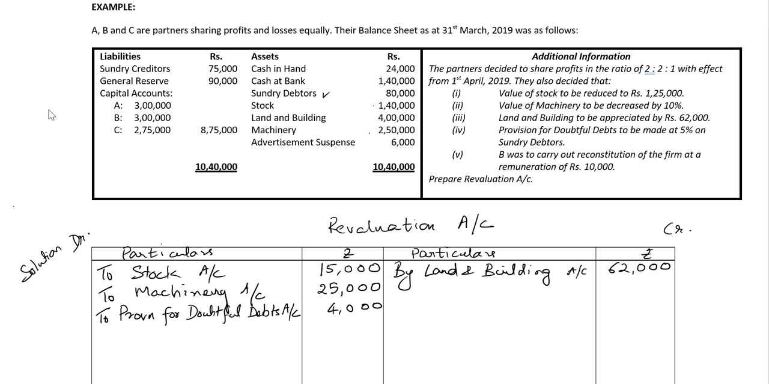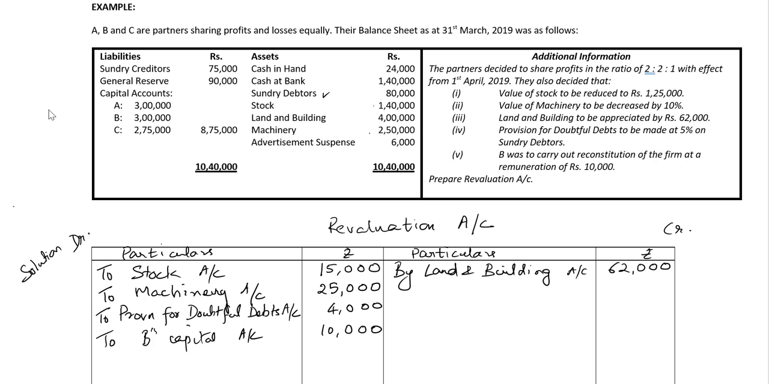Also, B was to carry out reconstitution of the firm at a remuneration of rupees 10,000. We'll see later treatment of reconstitution expenses, and for this the journal entry is to debit the revaluation account with B's capital account for 10,000. So for the remuneration, to B's capital account, 10,000 rupees.